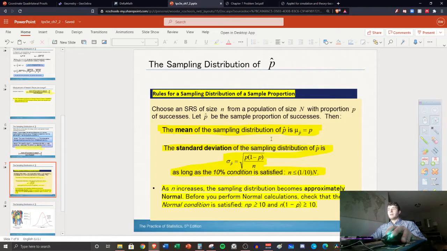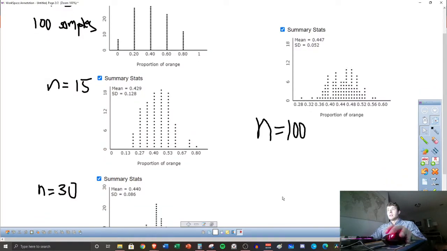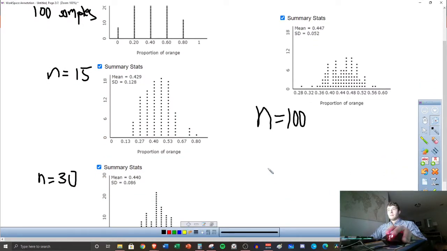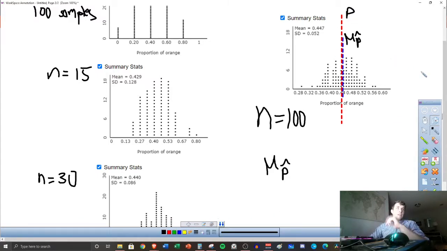But this rule for sampling distribution: the mean of the sampling distribution of p hat is mu of p hat. So we have this symbol here, mu of p hat. I actually want to write that down. So we have this symbol, mu of p hat, which is basically the mean of the sampling distribution. So this little blue line here, this would be mu of p hat. And we're saying that it's equal to the true population proportion, which is p. And we saw that in the last lesson as well. This is what makes it an unbiased estimator.